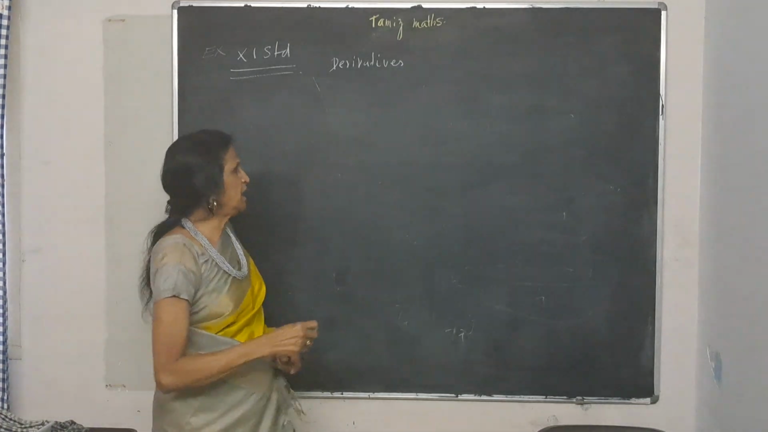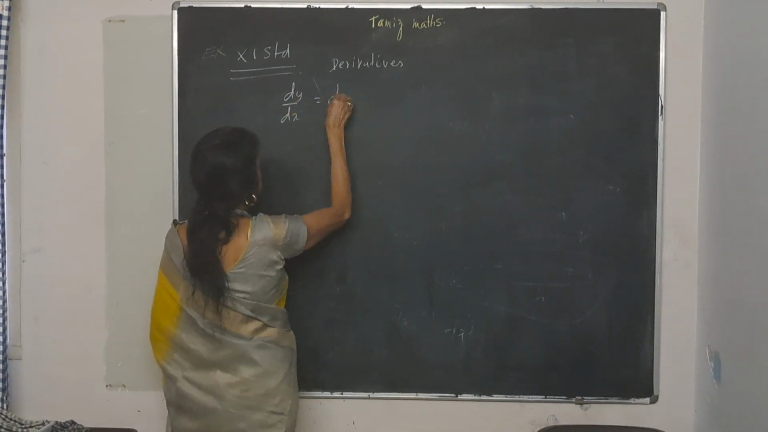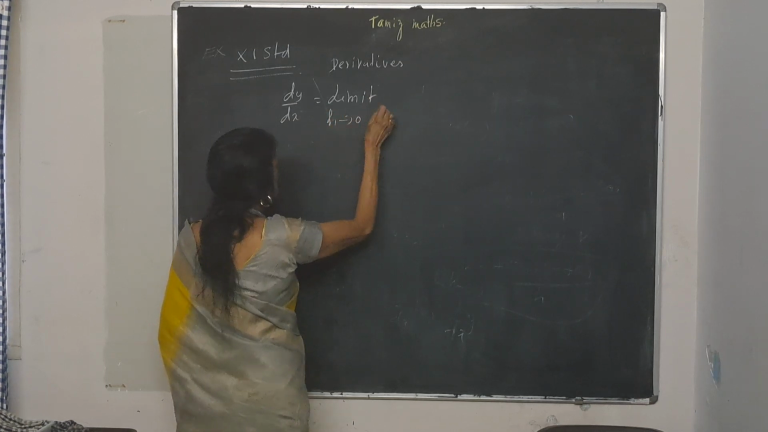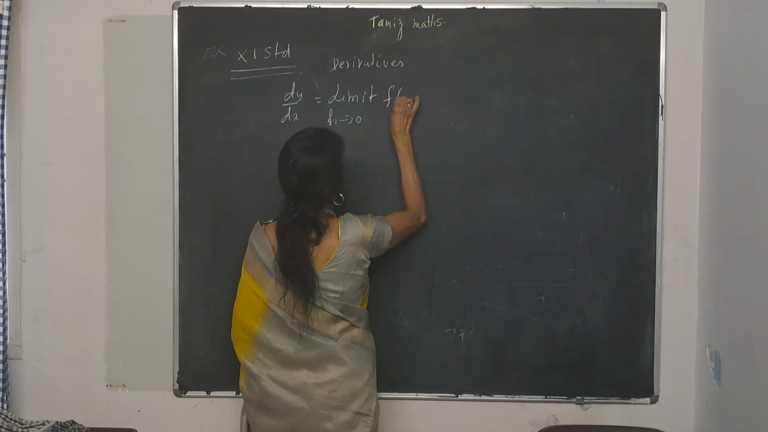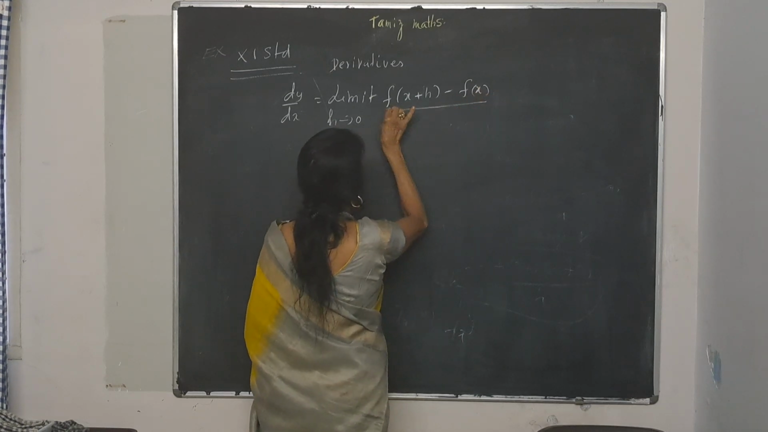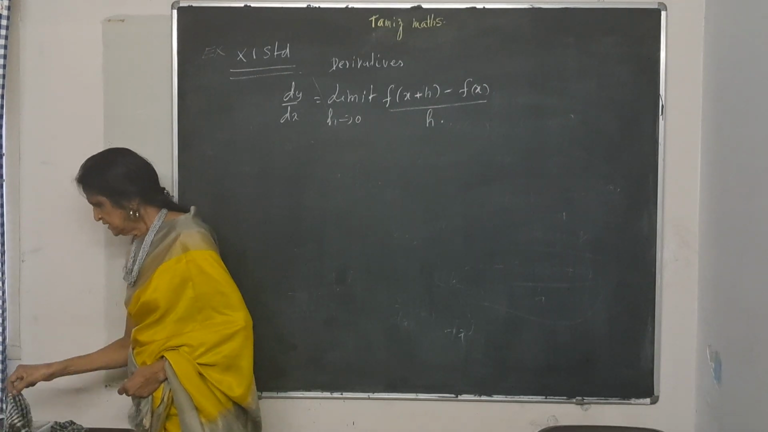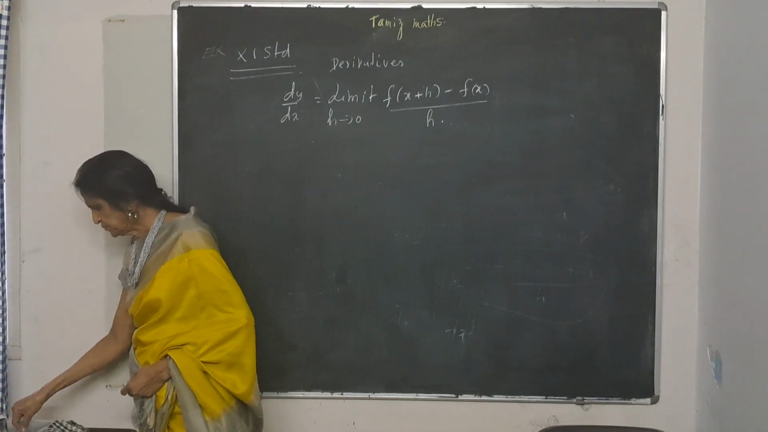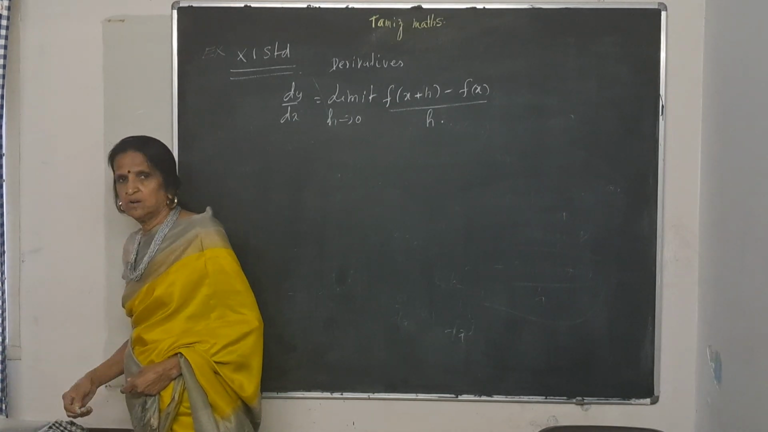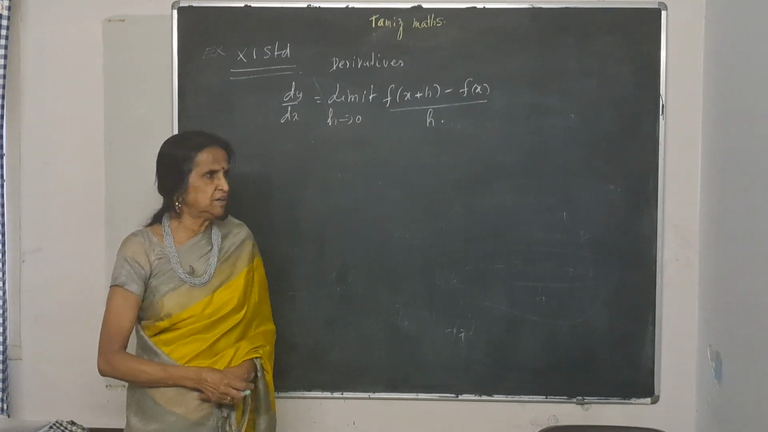So now, dy by dx is equal to the limit of h tending to 0, f of x plus h minus f of x by h. This is actually dy by dx. That is what you call dy by dx. Now, I will take a small problem and I will work it and show you.